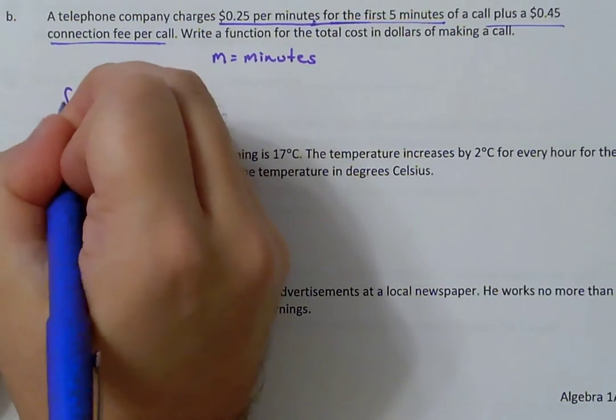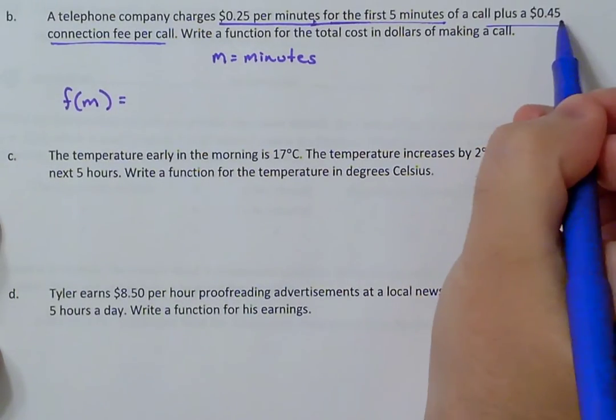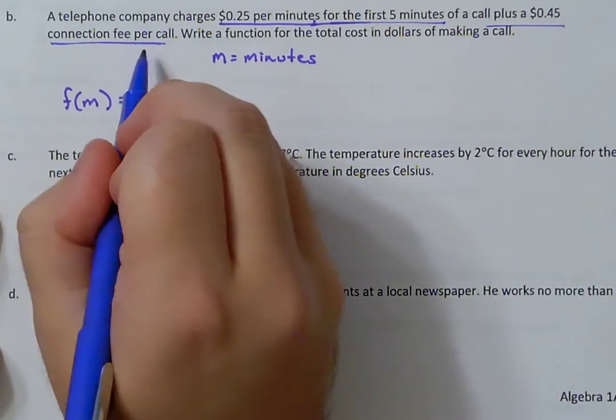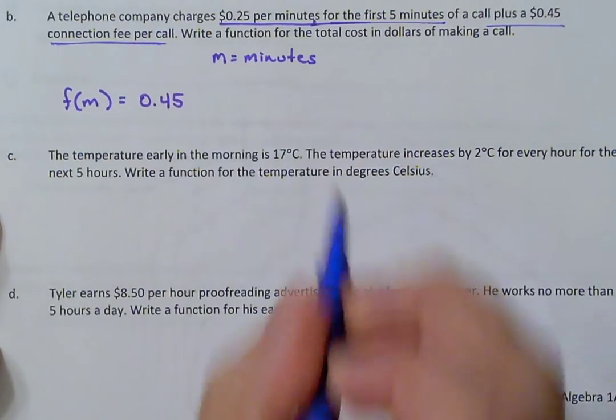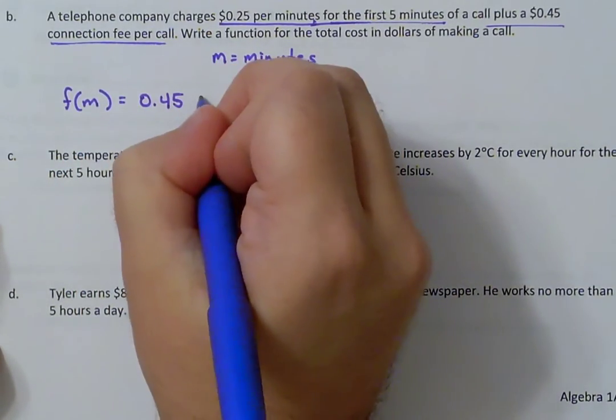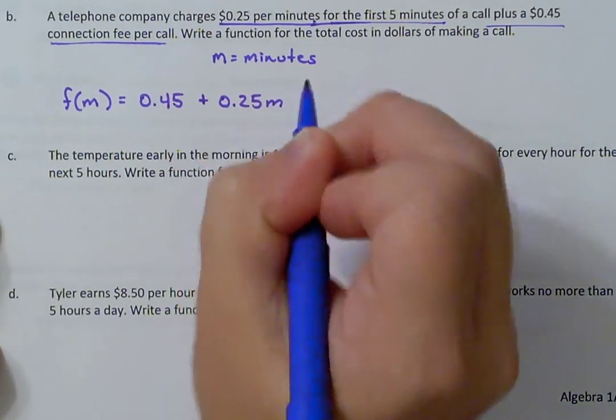So my function would be f of m. It is 45 cents to make the connection per call. So the total per call starts with 45 cents, and then it's plus 25 cents per minute.